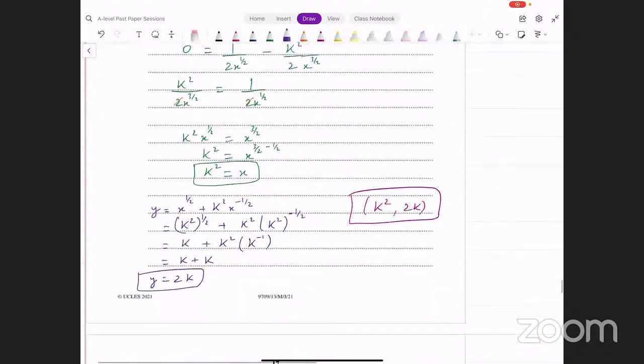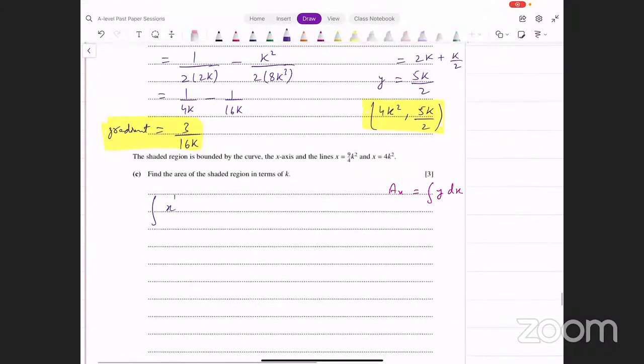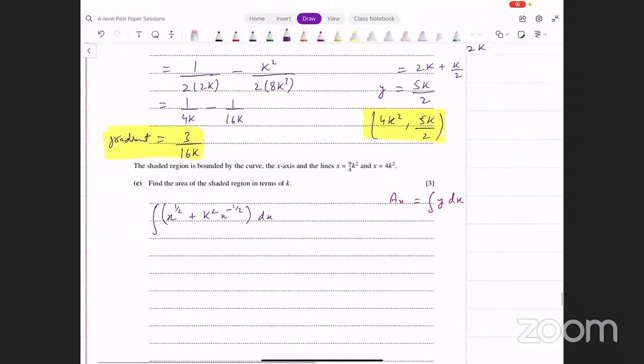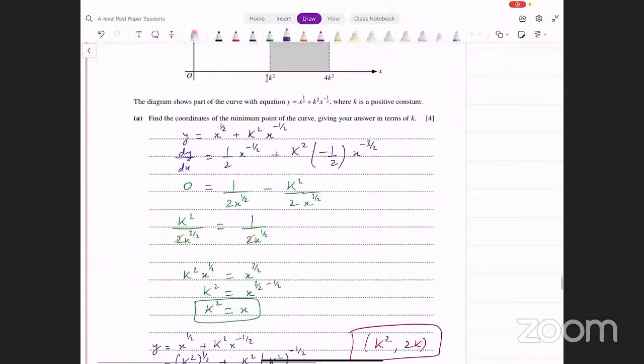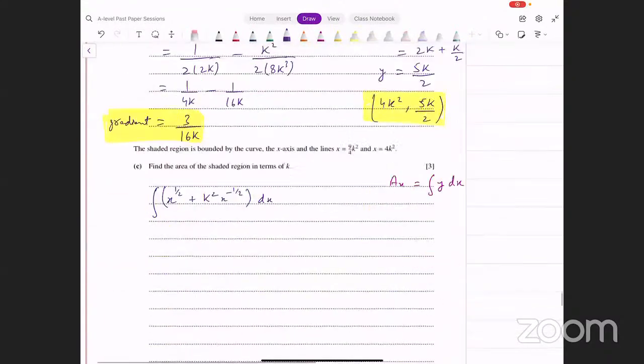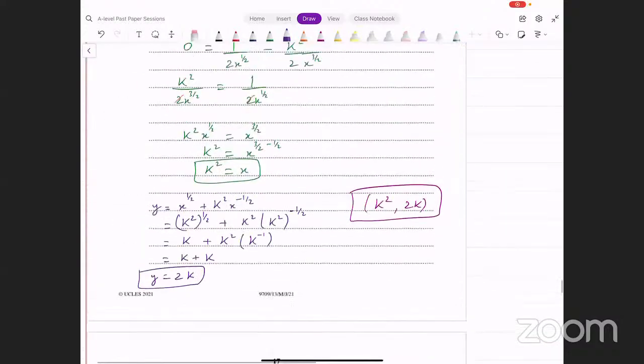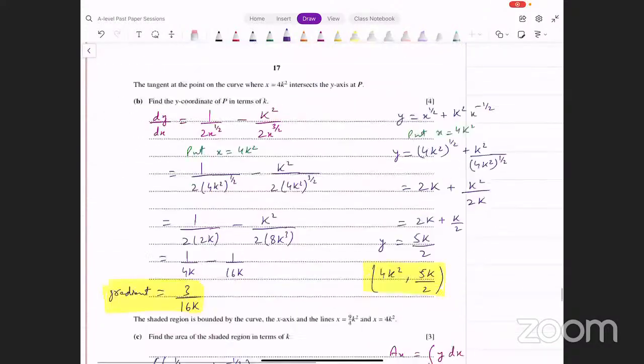y क्या है? x raised to power 1/2 plus k square x raised to power minus 1/2. This is the function. We have to integrate it with respect to x. Let's do that. Limits क्या है? Limits are from 9k square over 4 to 4k square.